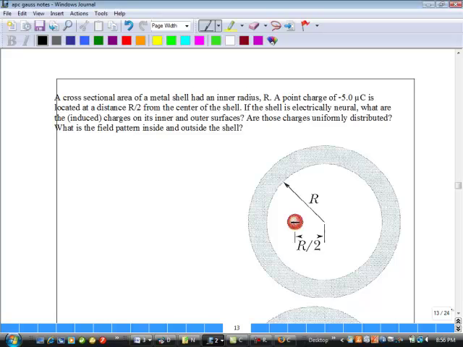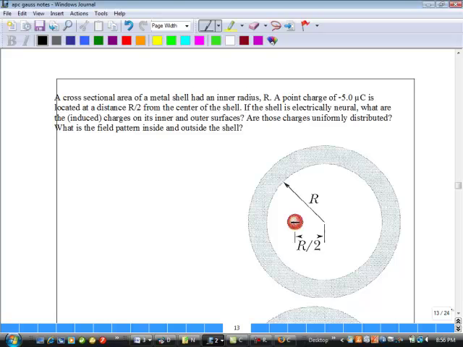So what we've done is we've taken a cross-sectional area, chopped it in half, of a metal shell which has an inner radius r. A point charge of -5 microcoulombs is located at distance r divided by 2 from the center of the shell. If the shell is electrically neutral, what are the induced charges on the inner and outer surface? And are those charges uniformly distributed? What's the pattern inside of this shell?